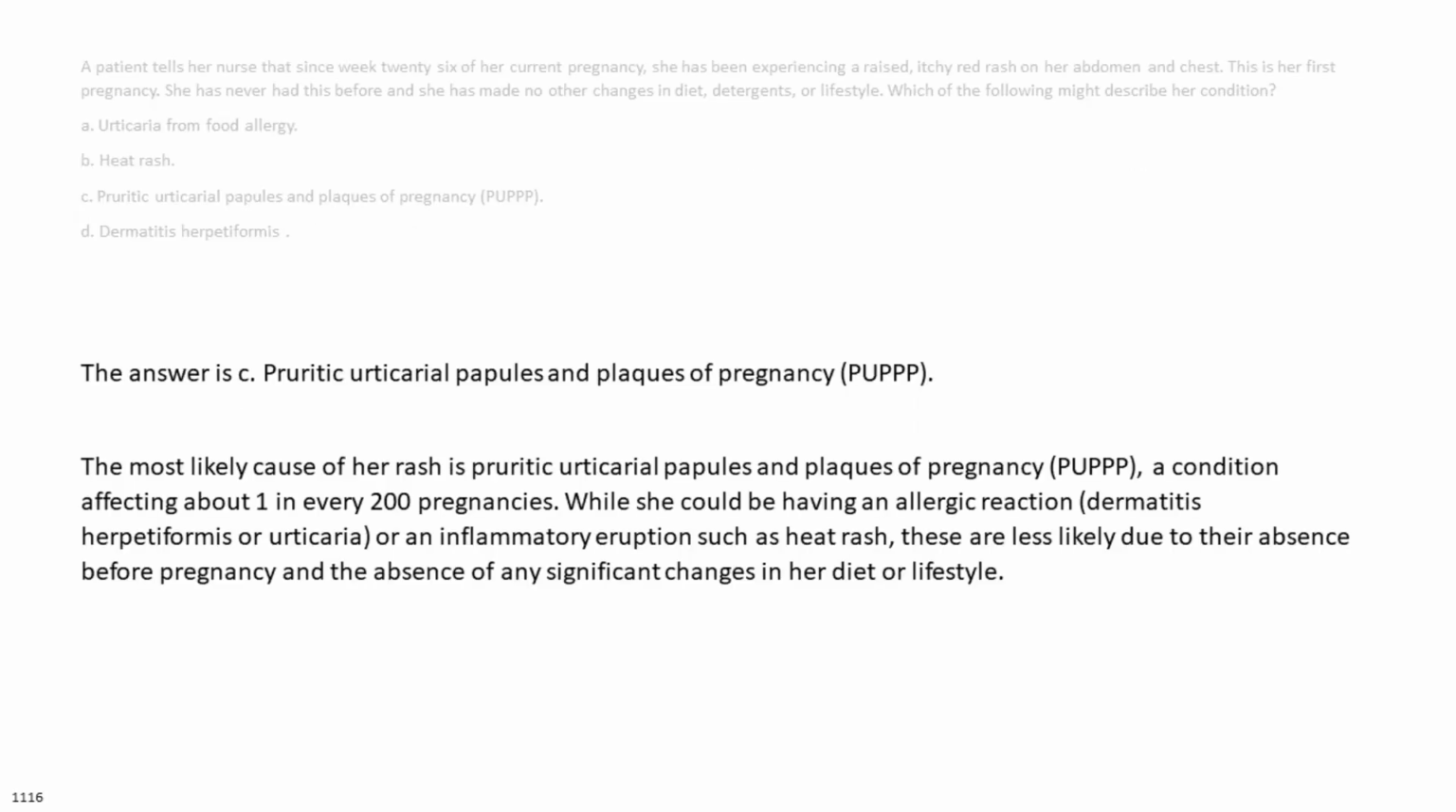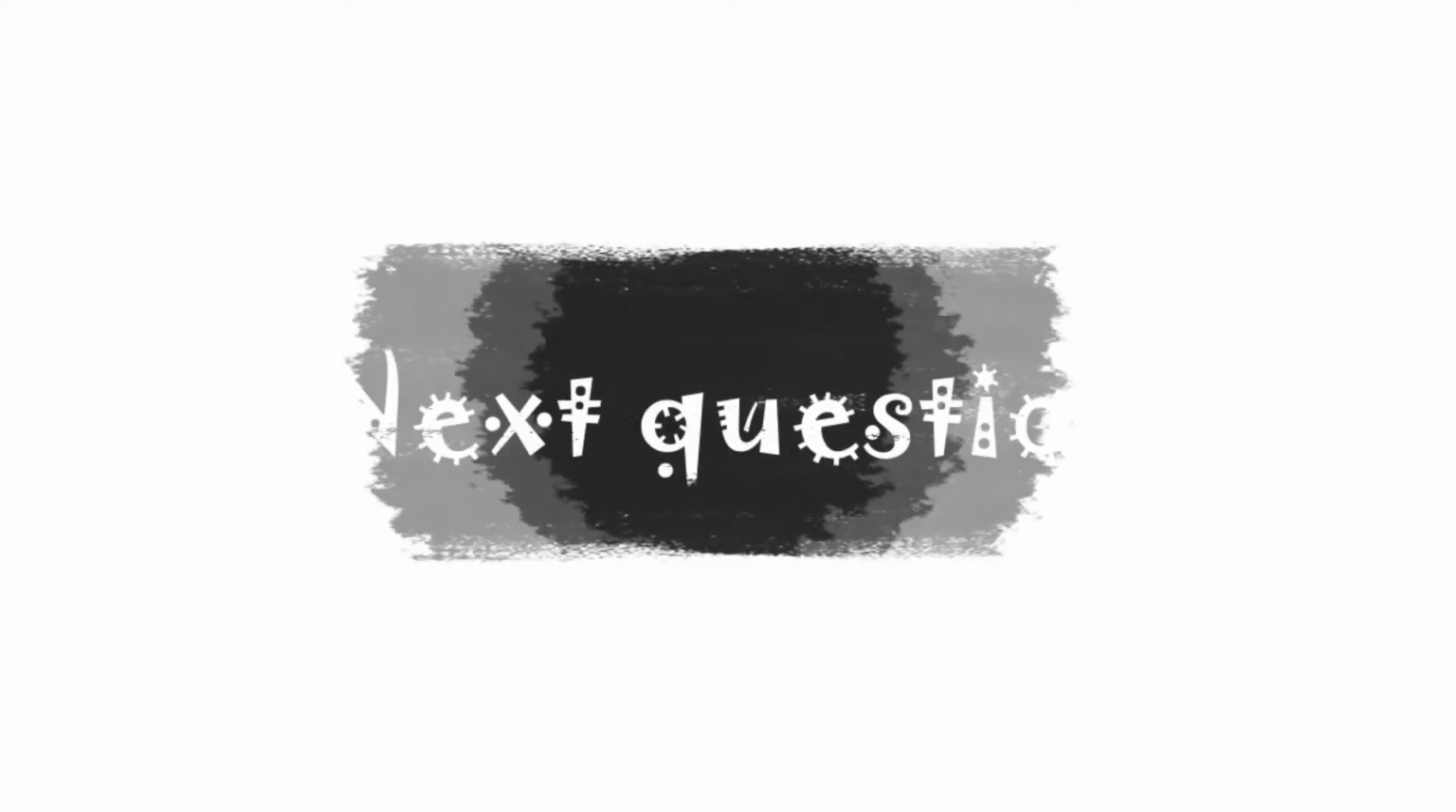The answer is C. Pruritic urticarial papules and plaques of pregnancy, PUP. The most likely cause of her rash is pruritic urticarial papules and plaques of pregnancy, PUP, a condition affecting about 1 in every 200 pregnancies. While she could be having an allergic reaction, dermatitis herpetiformis or urticaria, or an inflammatory eruption such as heat rash, these are less likely due to their absence before pregnancy and the absence of any significant changes in her diet or lifestyle.